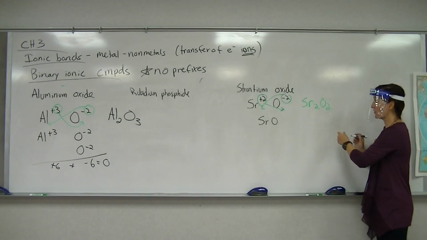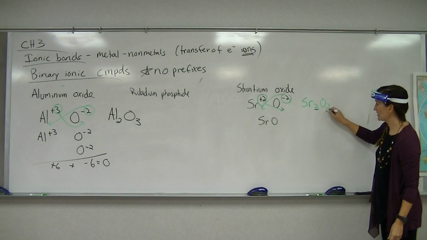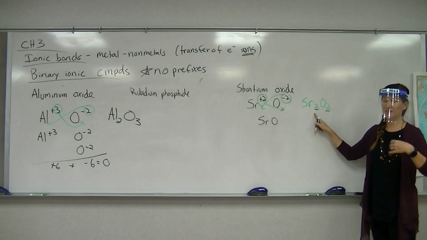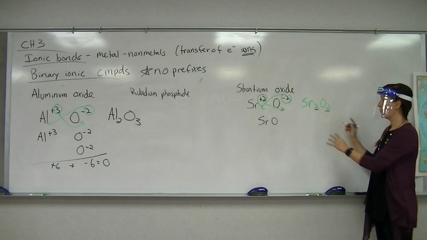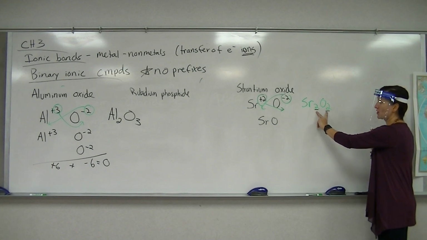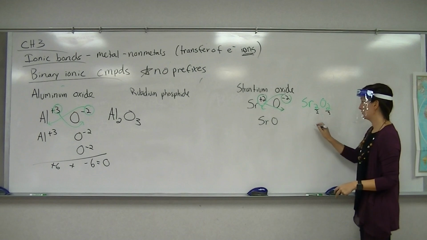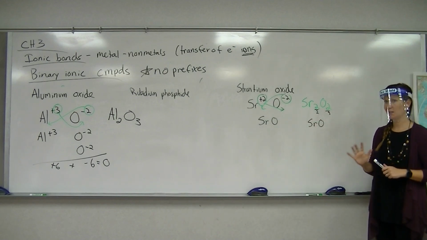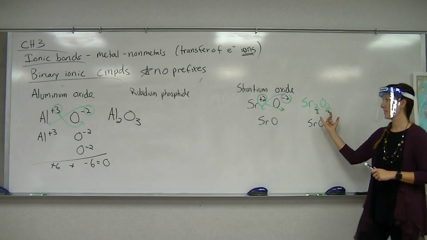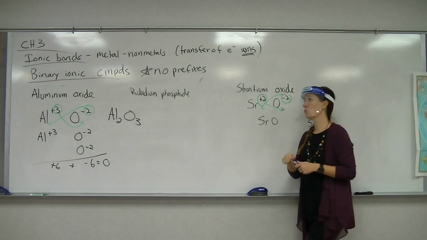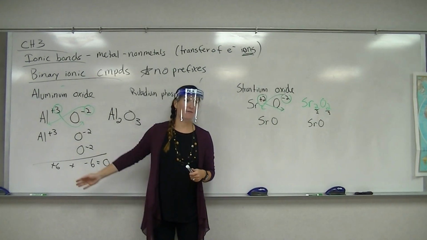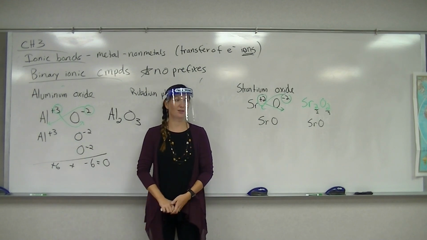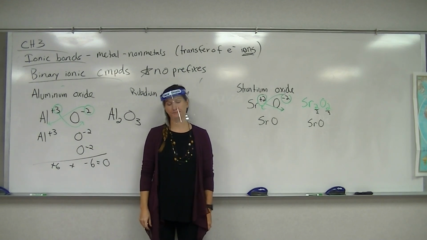So if you do the crisscross method, you need to double check and see if you need to simplify it further, do so. What that means is I have 2's here. So if I divide both of these by 2, common denominator, right, I can simplify it down to SrO. So with the crisscross method, you might need to simplify it down. So if you want to use this longer method, you never have to simplify that one down. That one works with the correct formula every time.